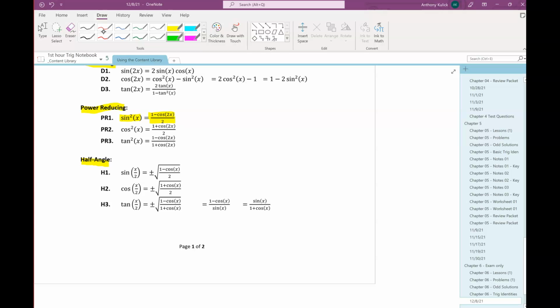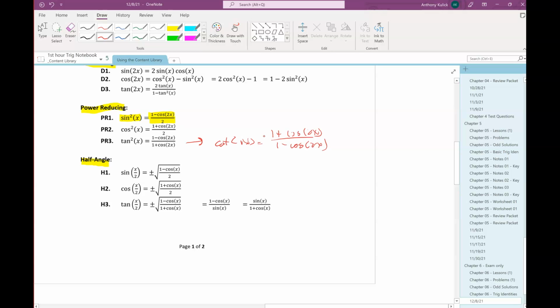Tangent. And what's the relationship between tangent and cotangent? They are reciprocals. So what is the power reducing formula for cotangent squared going to be? Yeah, it's going to just be the reciprocal of tangent squared. So it'd just be like 1 plus cosine 2x over 1 minus cosine 2x. No big deal, right? Just make the reciprocal. Everybody okay there?